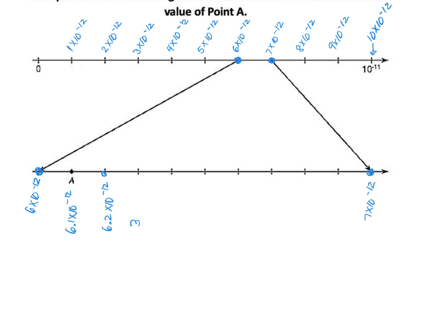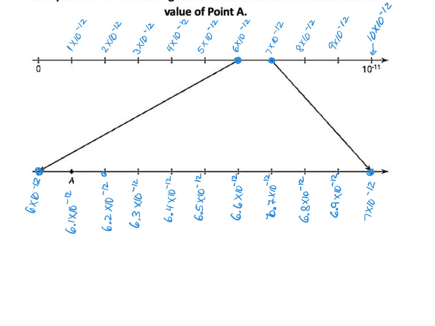6.3. Let's erase that. 6.3 times 10 to the negative 12. 6.4 times 10 to the negative 12. 6.5, 10 to the negative 12. 6.6, 6.7, 6.8, 6.9, and then notice how we have 7 or 7.0 times 10 to the negative 12.